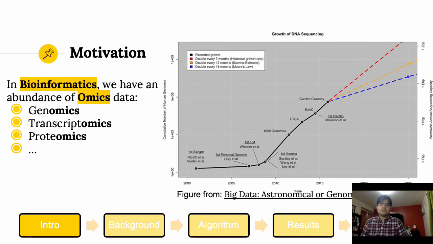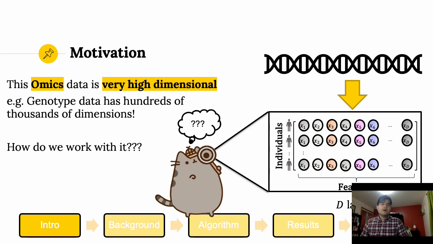The motivation is the following. In bioinformatics, we have an abundance of omics data: genomics data, transcriptomics data, proteomics data, and this data is growing at a rate that's exceeding even Moore's law. Furthermore, this omics data is very high dimensional. For example, genotype data can contain hundreds of thousands of dimensions, so it can be very complicated to work with this kind of data.